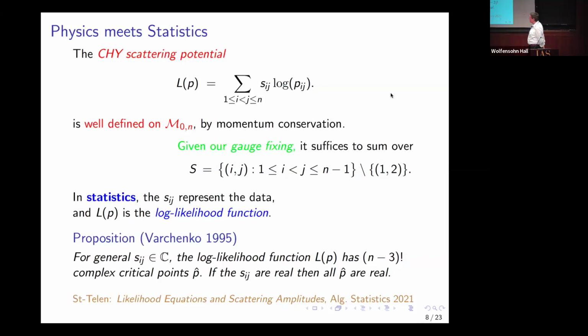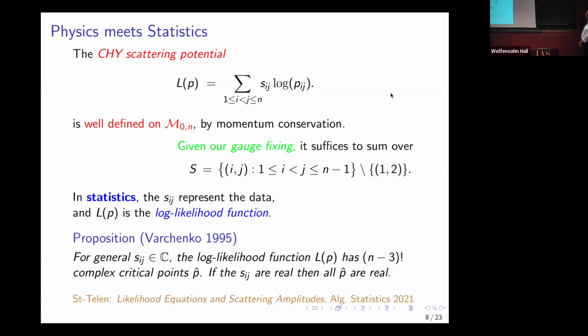But as I said, my point of entry was statistics, in particular the study of likelihood functions, maximum likelihood estimation. And in statistics, this L of p is called the log likelihood function for obvious reasons. Now, so that got me into this. So I saw the similarity. Now, there are some minor differences, right? So in physics, if you have a potential, you want to minimize it. In statistics, if you have a log likelihood function, you want to maximize it. But really, we care about the critical points.